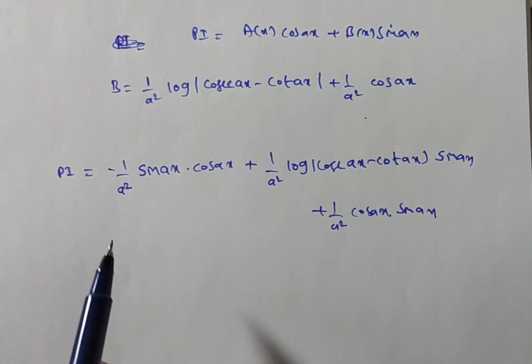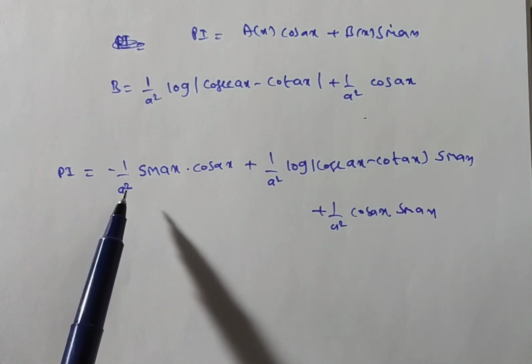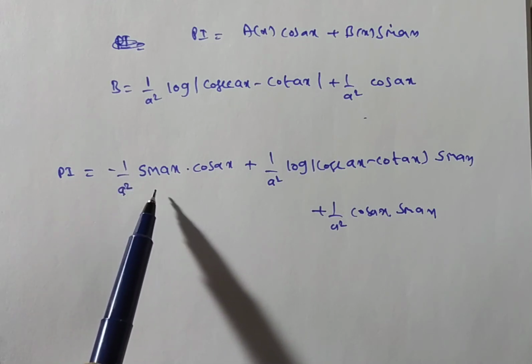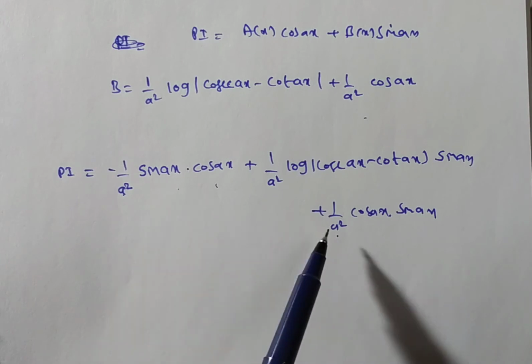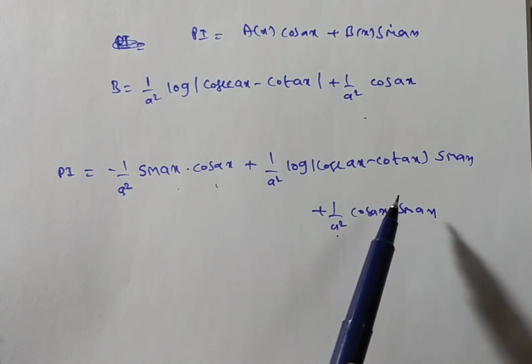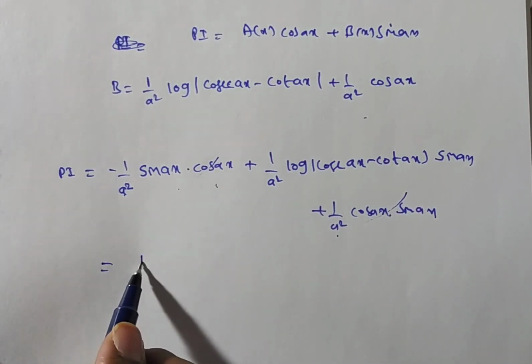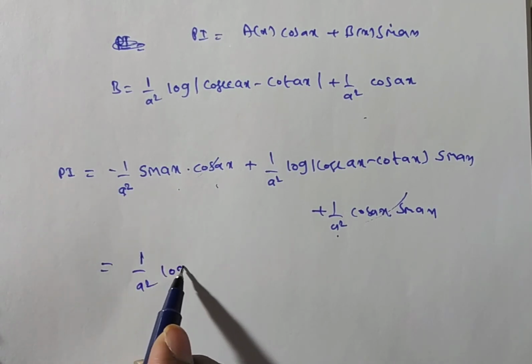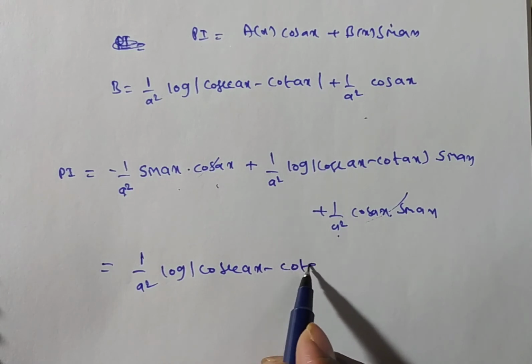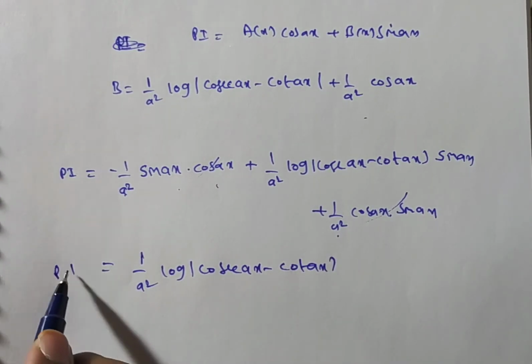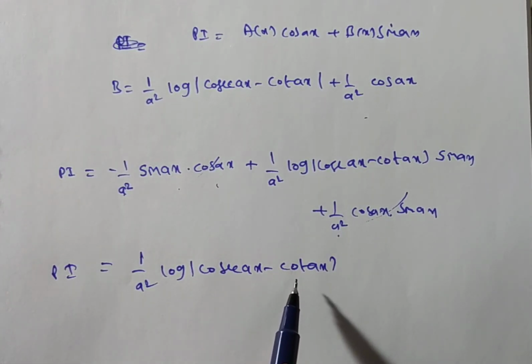So here you observe, in the particular integral we have first one minus 1 by a square sin ax cos x, and the third one is in this expression, first part and third part, 1 by a square cos ax sin x. So these two are getting cancelled. Then you will have 1 by a square log of mod cosecant ax minus cot ax. This is the particular integral. Friends, you see, we have cosecant ax integration, another formula also, log of tan ax by 2, like that also we can write. But in this method also you can do.